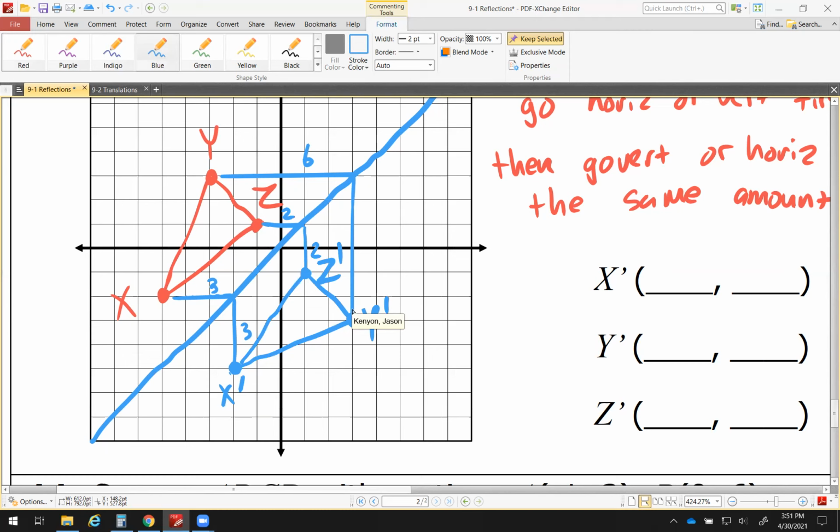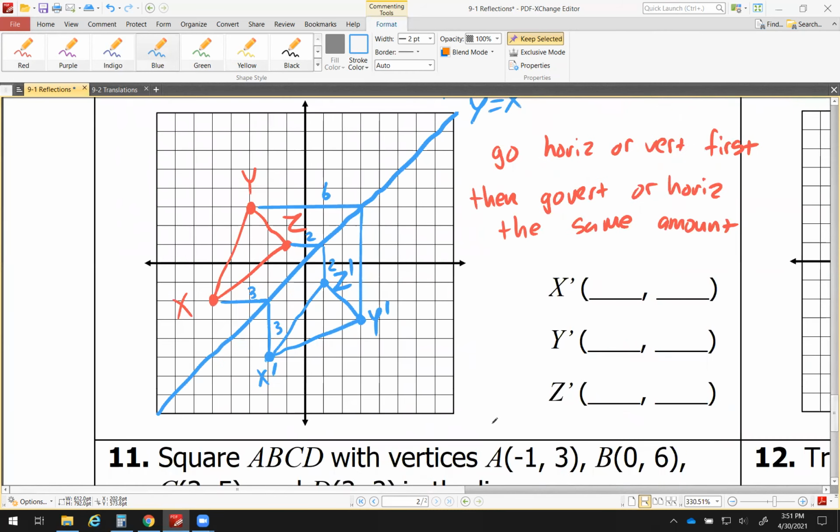I'm going to skip number 10 because it's the same. I want to show you the example on number 11 because we're just going to flip over the other diagonal line that we can draw on the coordinate plane here. But the idea for flipping across a diagonal is you either go horizontal or vertical first, and then when you hit the line, you go the opposite direction. So if I was going horizontal, then I go vertical. If I was going vertical, then I go horizontal.